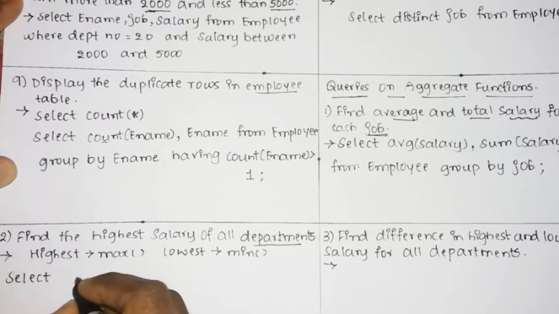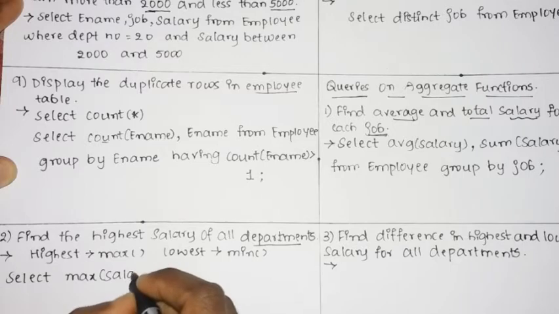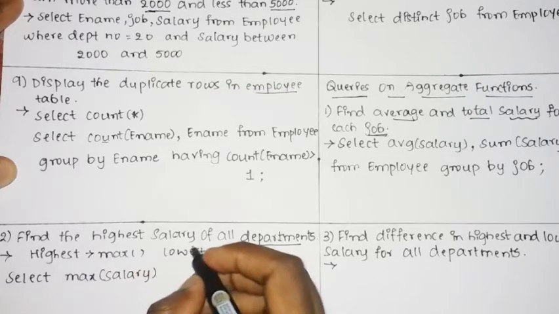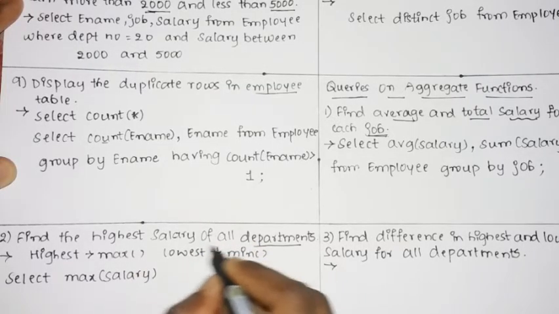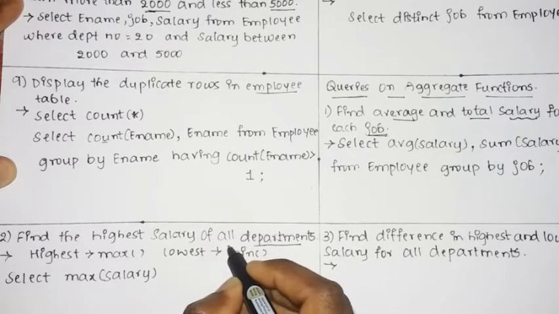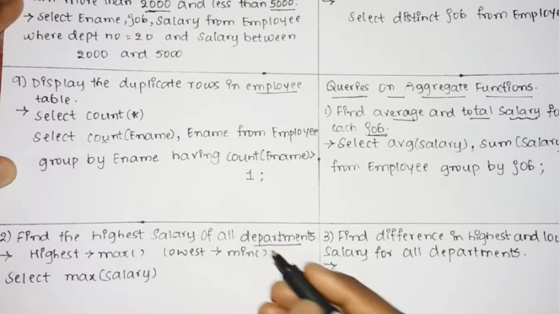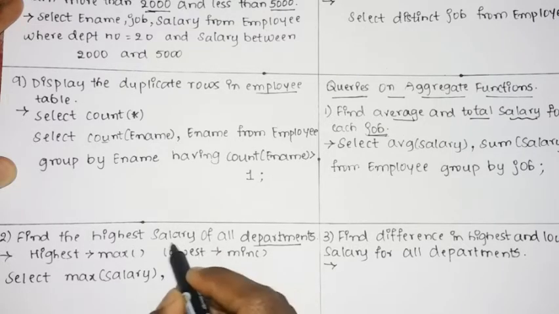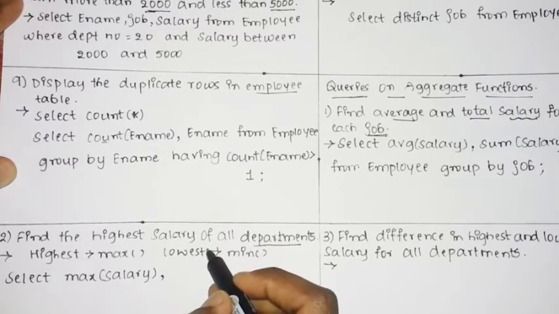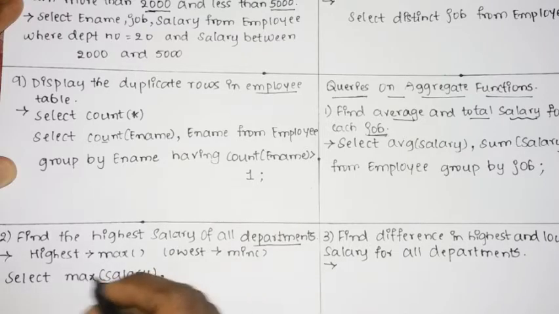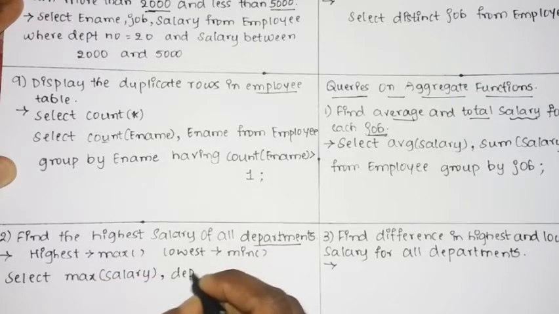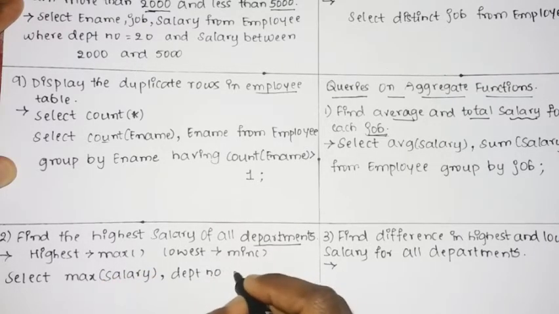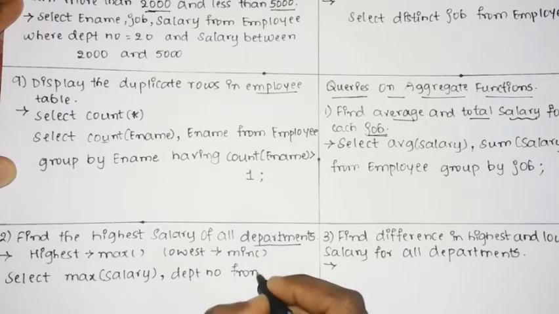So what you need to find? The maximum salary, so highest salary. So select max of salary, that is max salary for all the departments. So select the max of salary, comma, then you need to find it for all the departments. So therefore you need to select max of salary, comma, department number from employee.